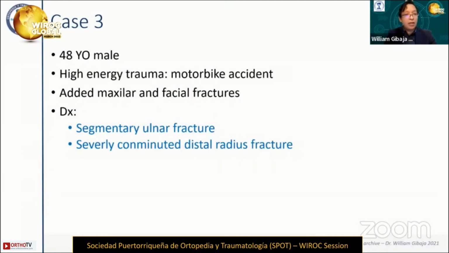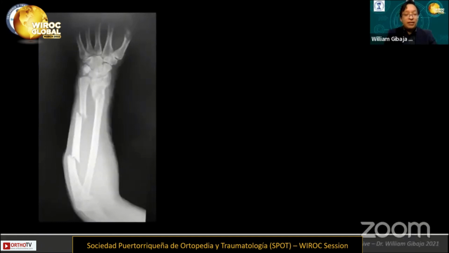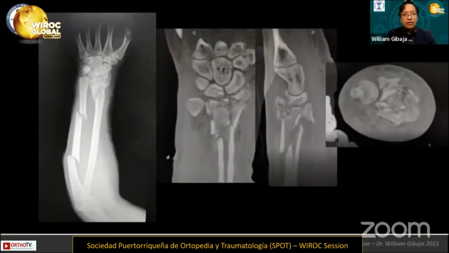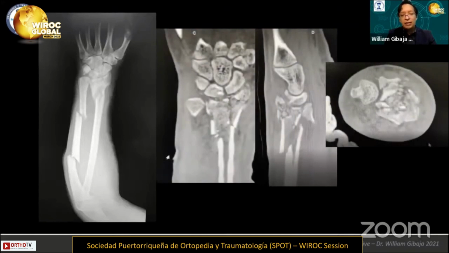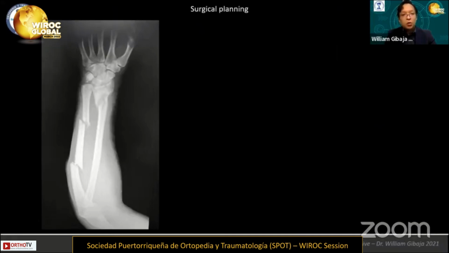This last case is a 48-year-old male, high energy trauma, run over by accident. These are the X-rays: segmentary ulnar fracture, and a complex distal radius. If we see the CT scan, the distal radius is completely destroyed, possibly not amenable to primary reduction. So what do we plan?